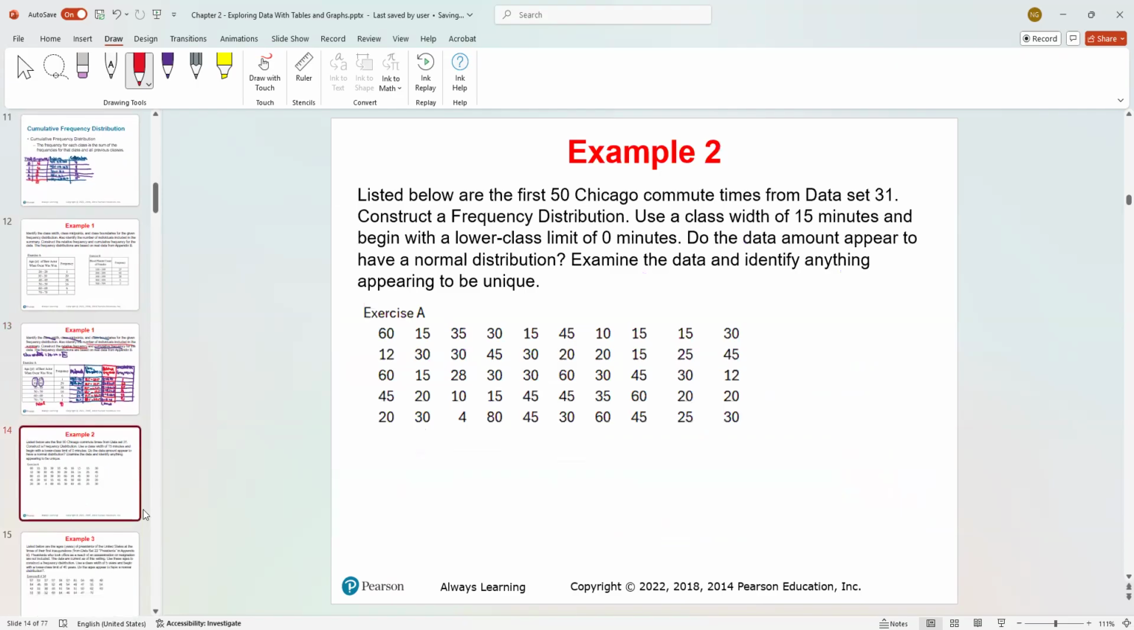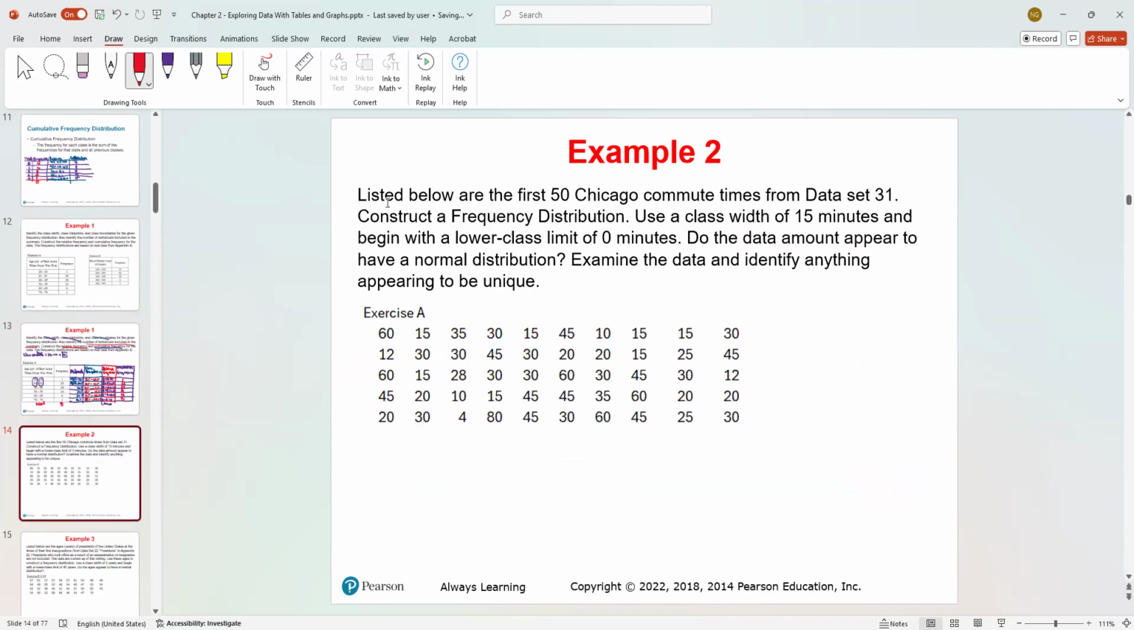In exercise number 2, what they ask us to do, and we will do it together, is: listed below are the first 50 Chicago commute times from data set 31. What they ask us to do for this one is to construct a frequency distribution.